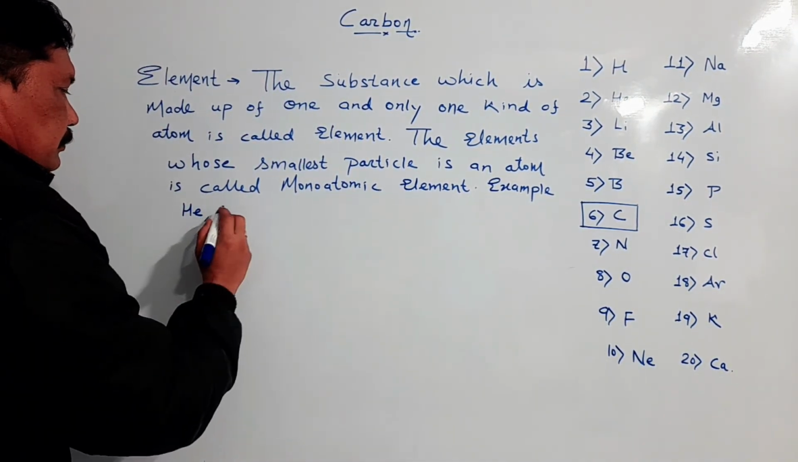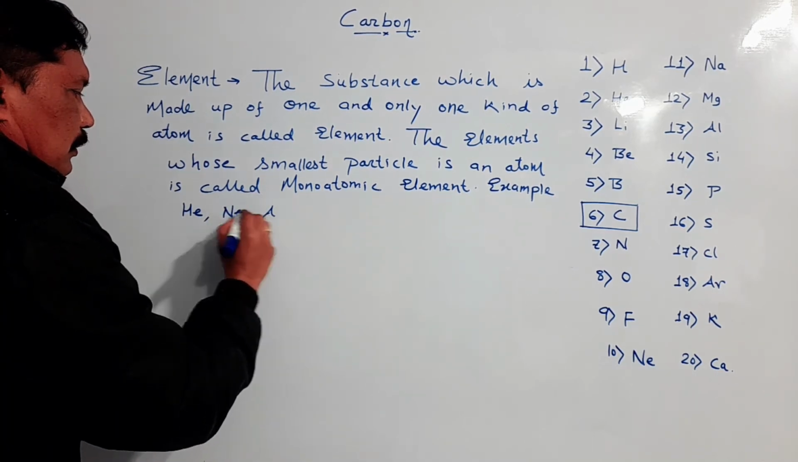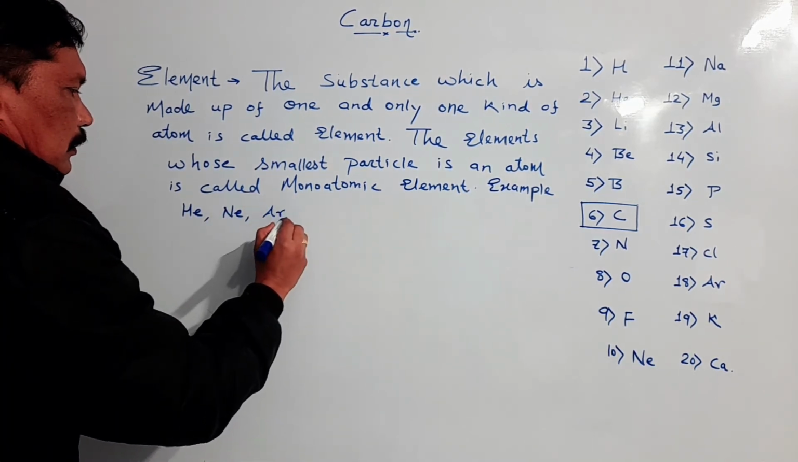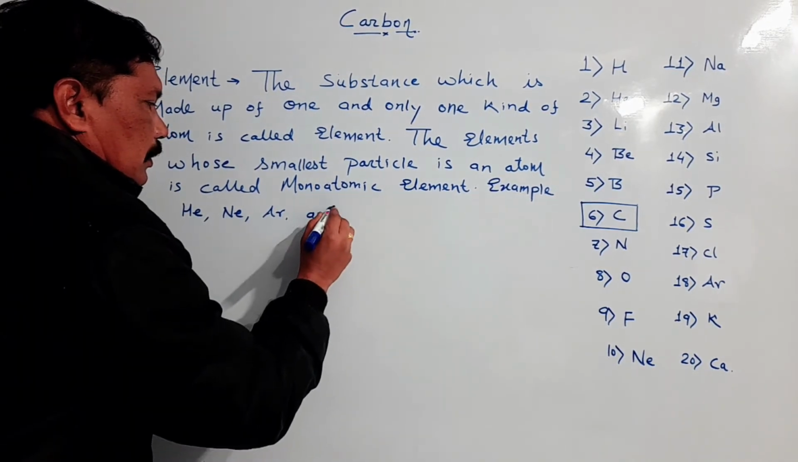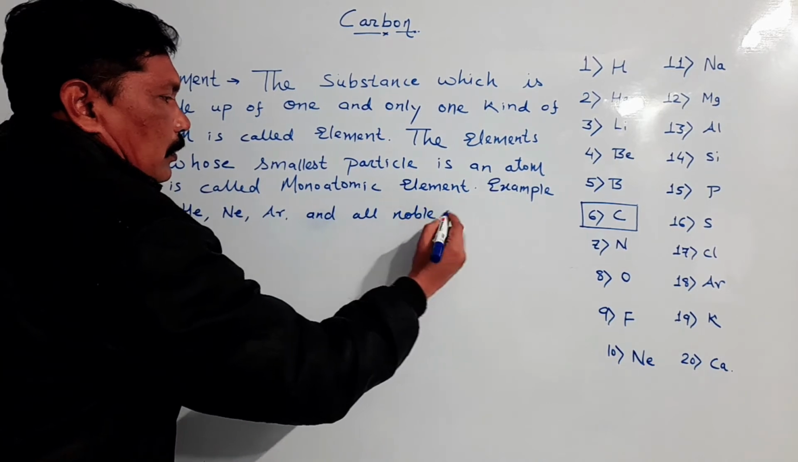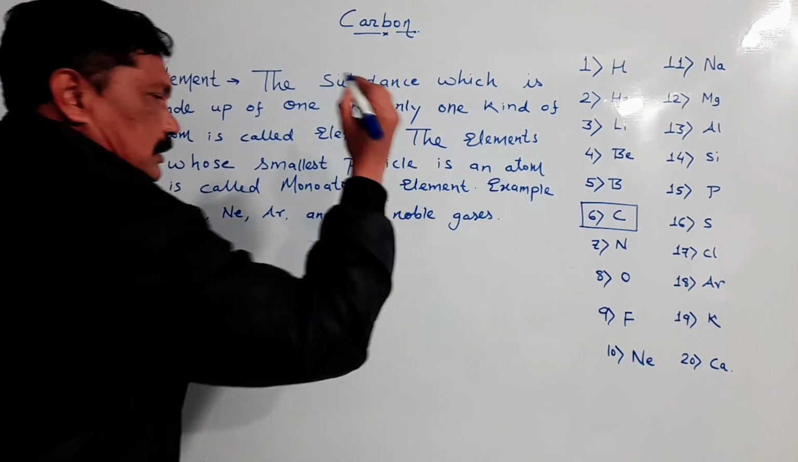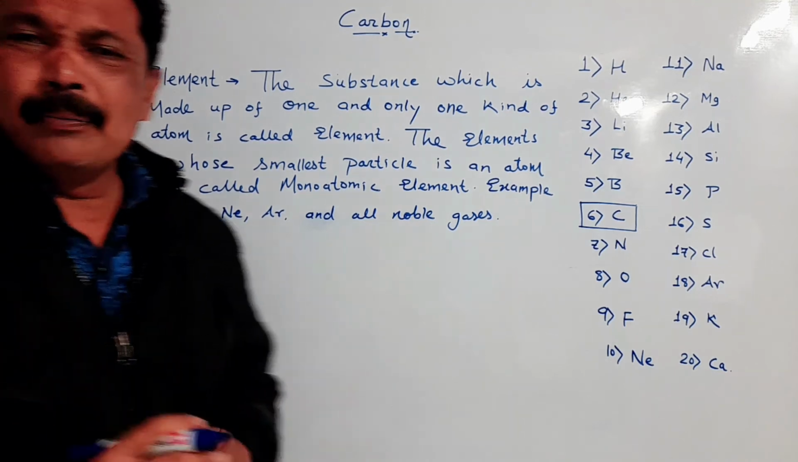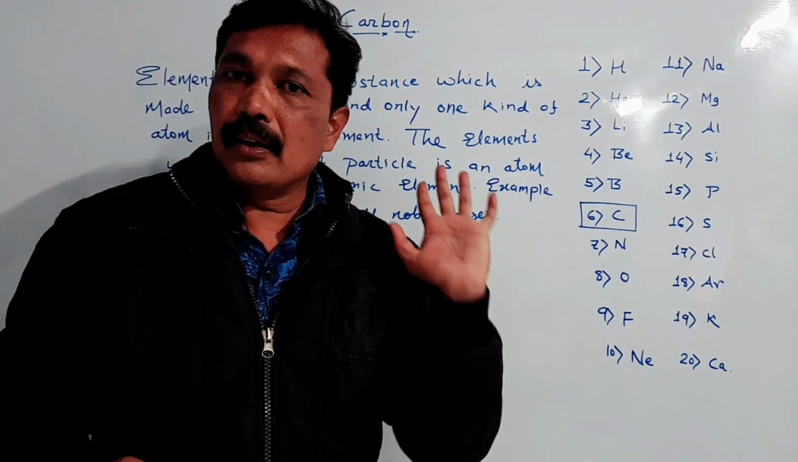Example: helium, neon, argon, and all noble gases are examples of monoatomic elements.